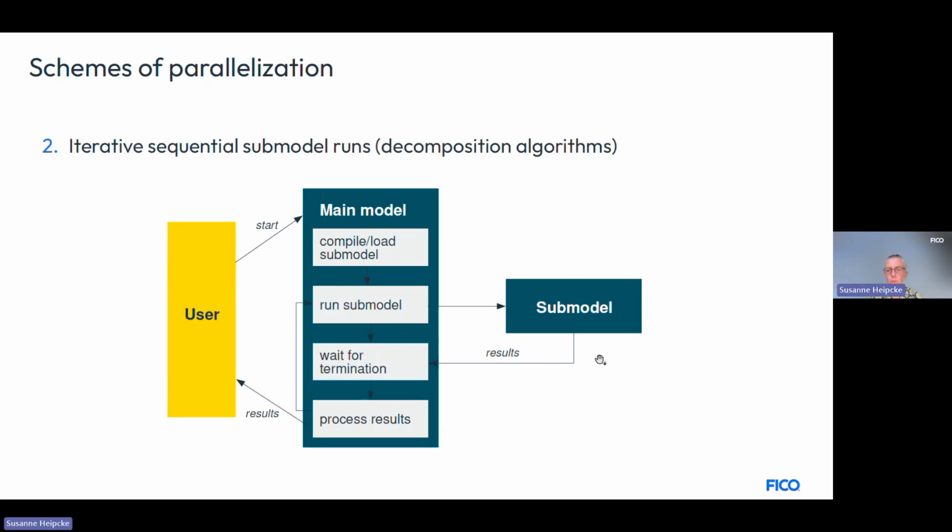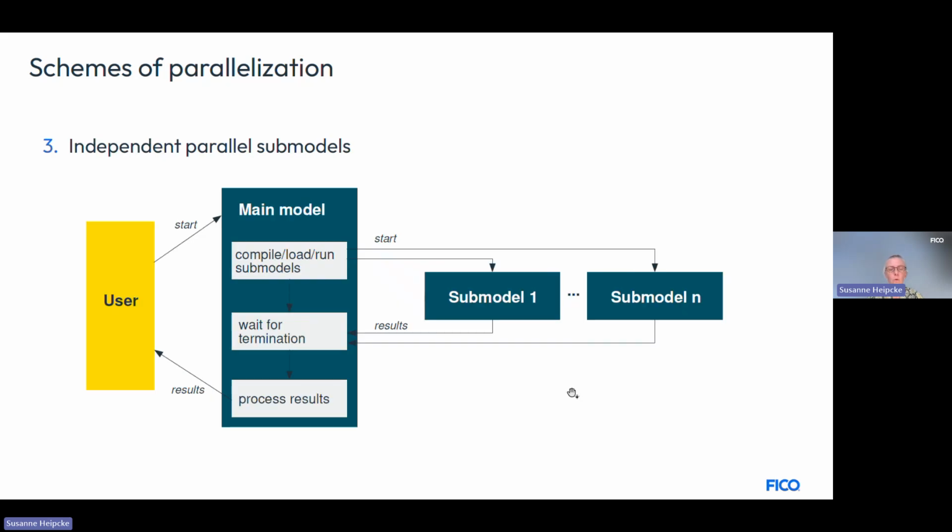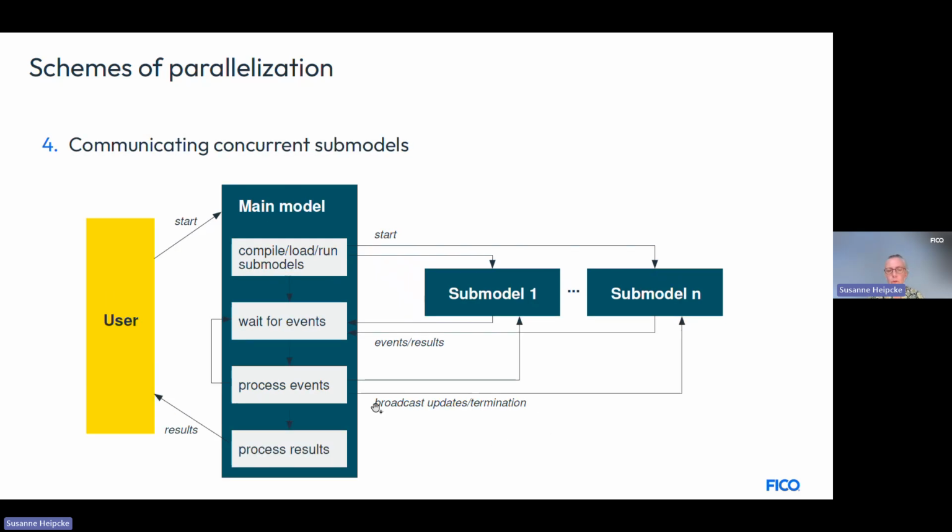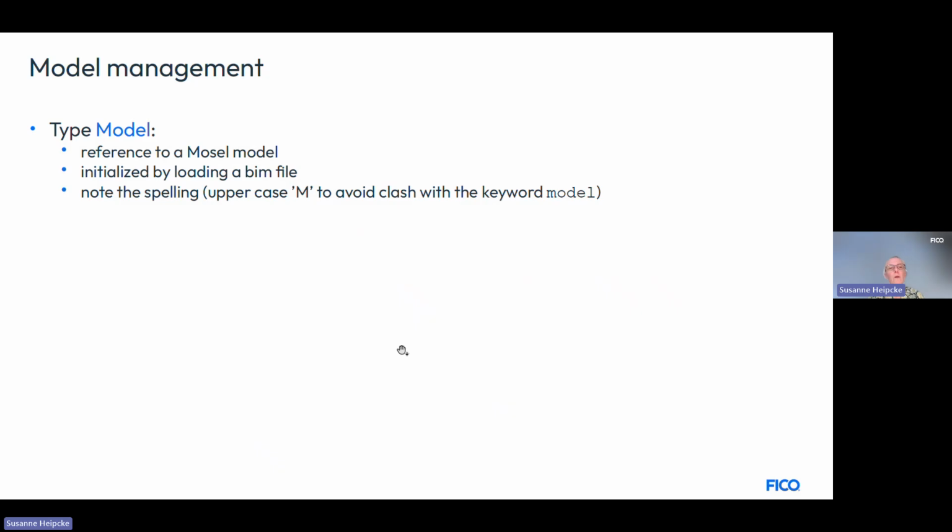Once we have processed the results, perhaps we start the submodel again, or we can have a number of submodels running in parallel, either copies or clones of the same model, or distinct models. And then of course we can also have a feedback loop. If some submodel comes back, the main model might broadcast the information to the other submodels that are running, and they treat this information correspondingly. Okay, so that's what we can do.